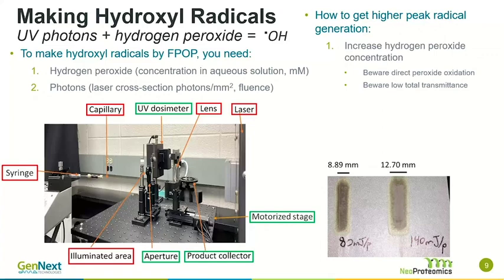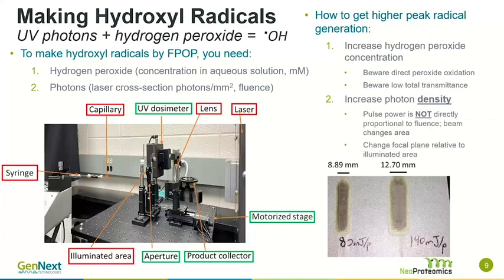And this gradient in hydroxyl radical concentration is going to give you a gradient in protein oxidation, which is going to make things more difficult to interpret. So you usually want to keep your total transmittance high, generally greater than 90%, and you have to be careful of direct peroxide oxidation as you change hydrogen peroxide concentration. But that's only one way that you can get more radicals. The other thing you can do to get more radicals is increase your photon density.